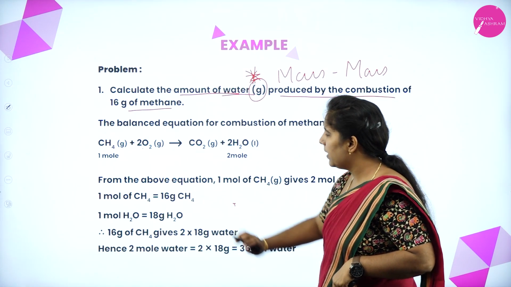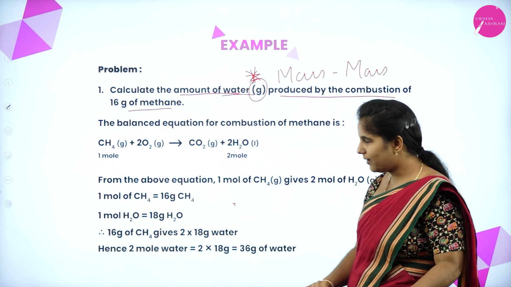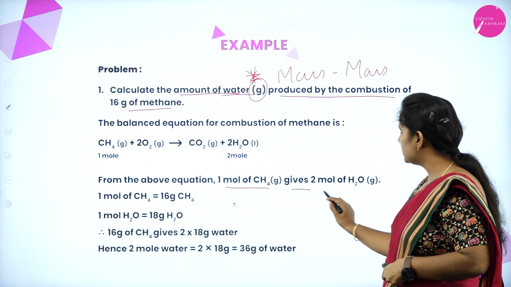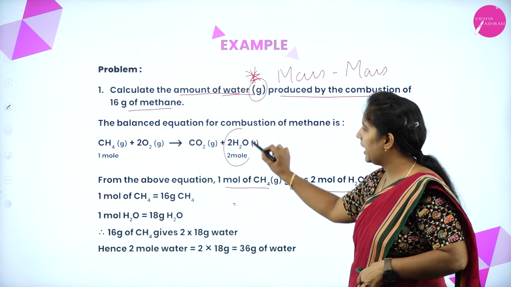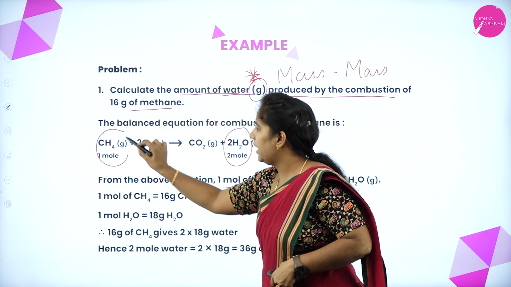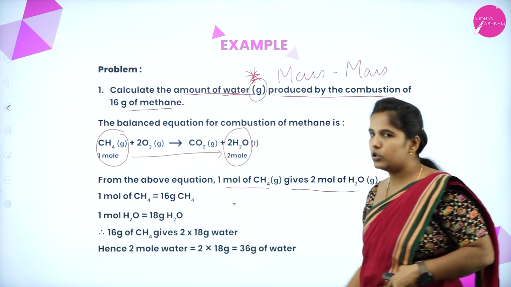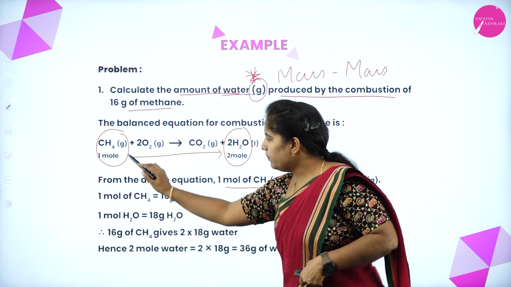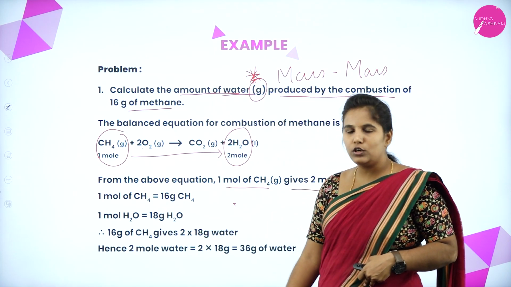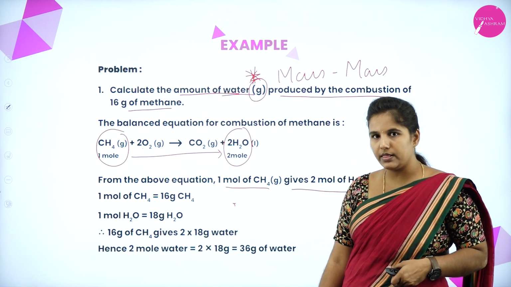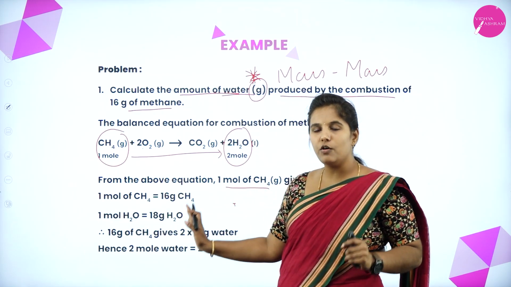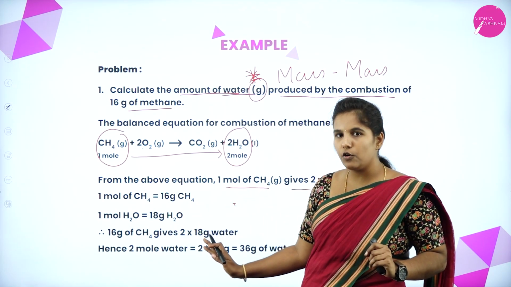From this balanced equation, we can clearly say that 1 mole of methane gives 2 moles of water, right? So 1 mole of methane, which is equal to 16 gram of methane, because we are expressing the mole in terms of gram. So how to find out in gram?